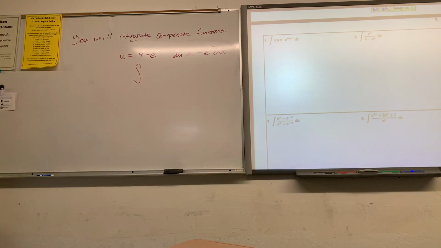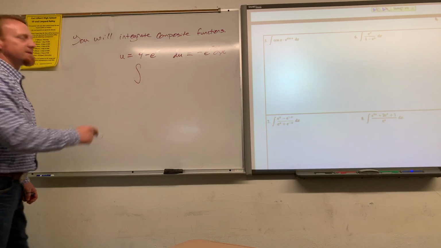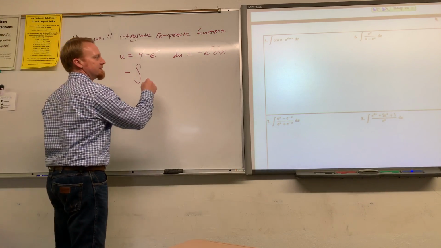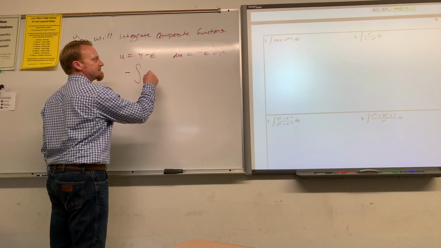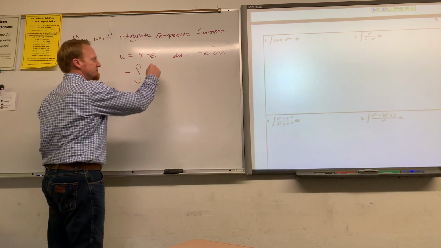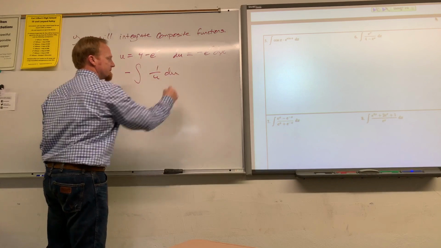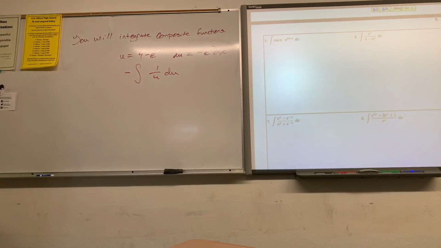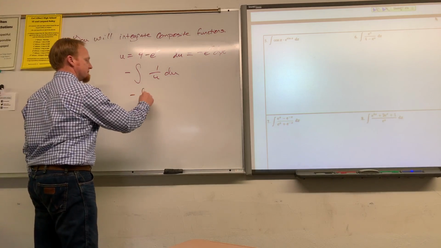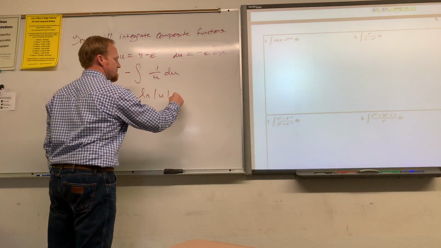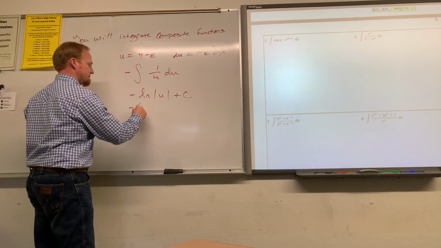So what does my new integral look like? Negative, and then what's on the inside? 1 over u du. Perfect. And the integral of 1 over u du is the natural log of the absolute value of u plus c.